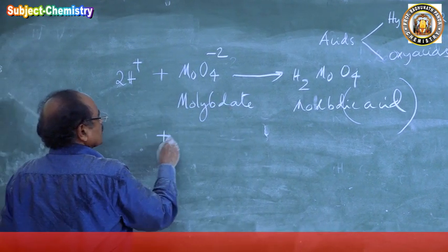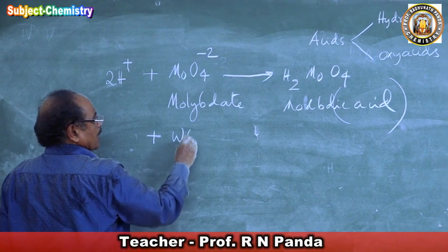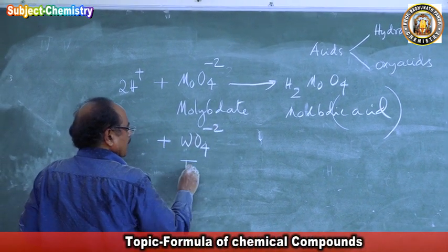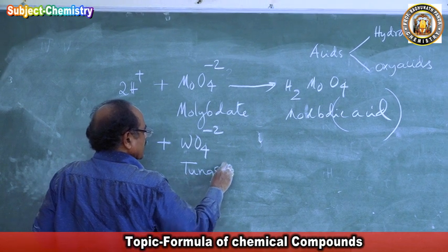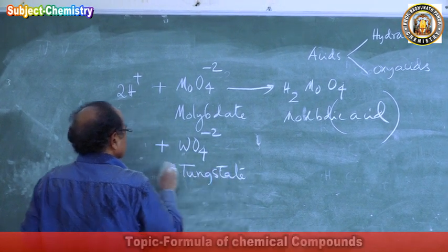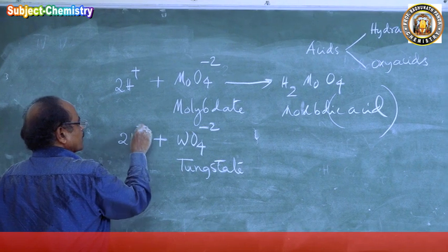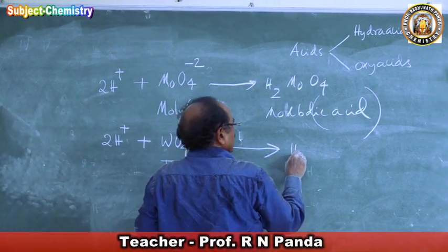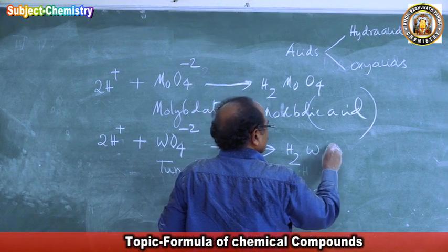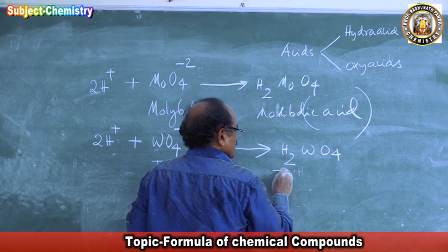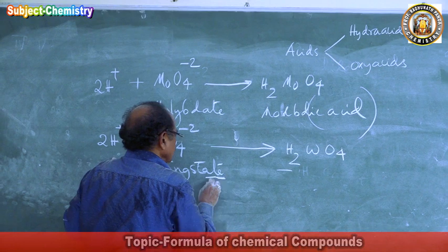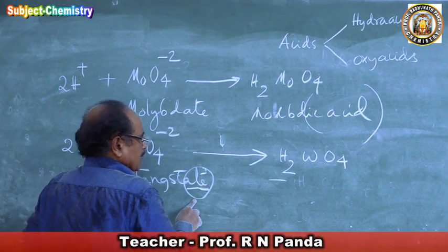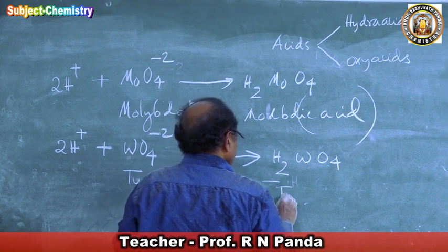So now comes tungsten, W. It will form the radical WO4 minus 2. So the name of the radical is tungstate. How many H plus will combine? 2H plus. So what will the formula be? H2WO4. So tungstate, the ATE will go. This ATE will go, minus ATE plus IC acid. So tungstic acid.